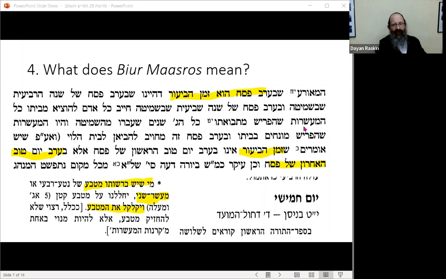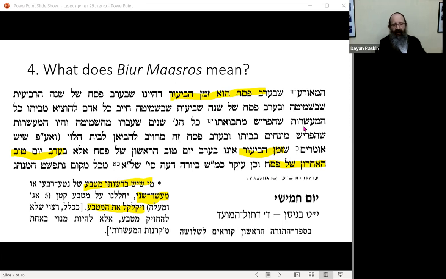That is the time of disposal of your trumas and maasros. The Mishna Berura says, i.e., shebe'erev Pesach shashona revius shebeshmita, ve'erev Pesach shashona shvius shebeshmita. Erev Pesach of the 4th year of the 7-year cycle, and the 7th of the 7-year cycle, a person is obliged to remove from his home all the maasros he's set aside from his harvest for the past 3 years of the Shemitah.